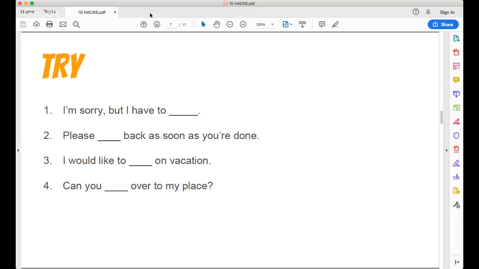I would like to blah, blah, blah on vacation. Yep, go. I would like to go on vacation. In this case, here, it's only go. Come on vacation sounds a little strange. I wouldn't say that even with a shifted perspective. Still, go on vacation is pretty standard kind of combo, and go ahead and use that.